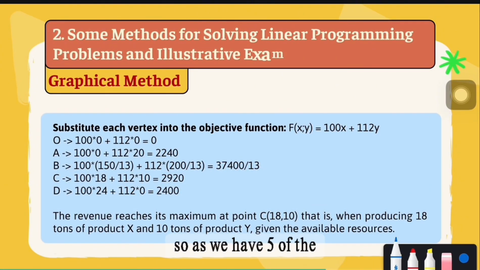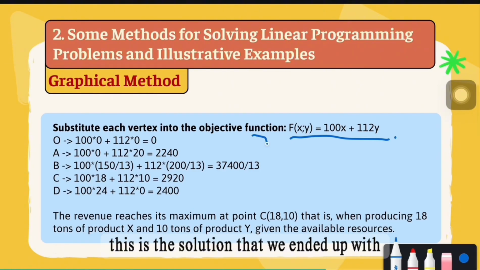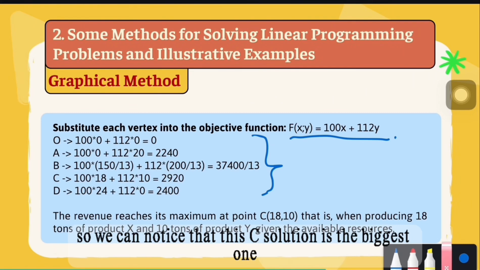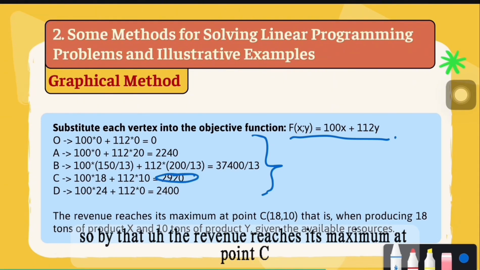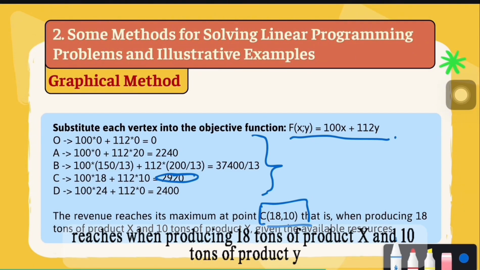Okay, so as we have the 5 points, we will substitute them into this function. This is the solution that we ended up with. So we can notice that this C solution is the biggest one. So by that, the revenue reaches its maximum at point C. So that means the maximum revenue is reached when producing 18 tons of product X and 10 tons of product Y, given the available resources.